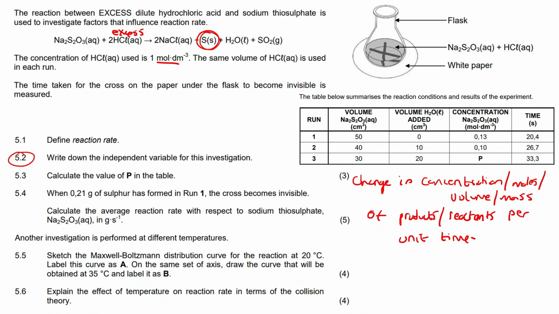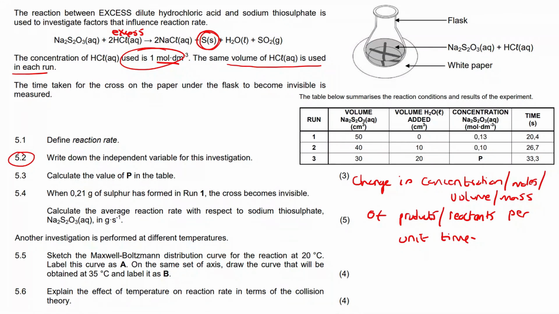Okay, so it says that in the reaction between excess HCl and sodium thiosulfate, which is used to investigate rate, the concentration is 1. Okay, so they're not changing that. They're not changing the volume of HCl because that's staying constant. The time taken, they're not changing the time taken. That is the outcome. That is the dependent variable, but that's not what the person is changing.